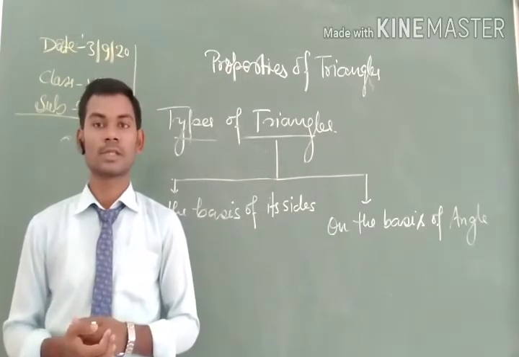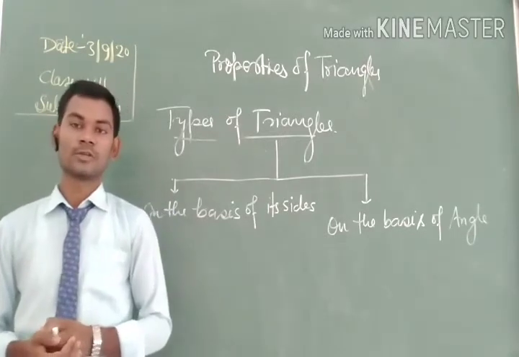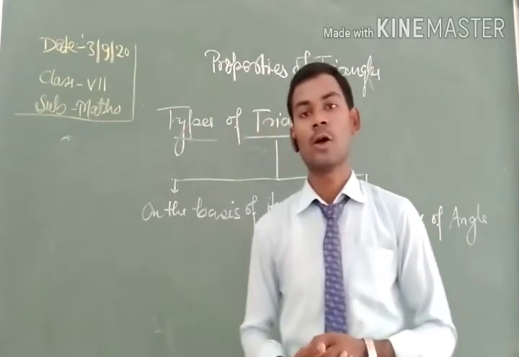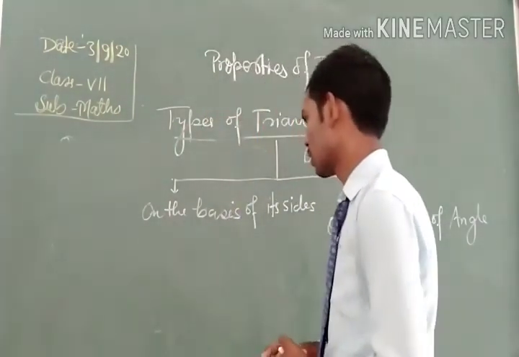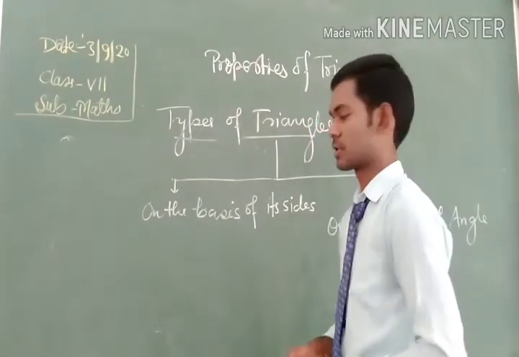Okay, so let us see what the subcategories of the triangle are. First we shall discuss the categories of the triangle on the basis of their sides. Further, the triangle on the basis of its sides is divided into three parts.